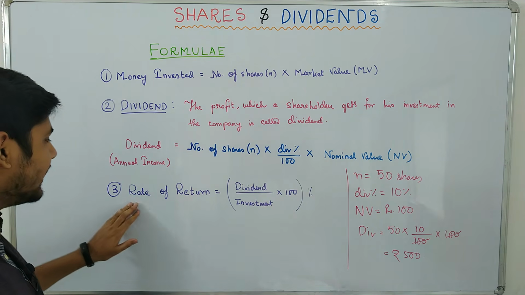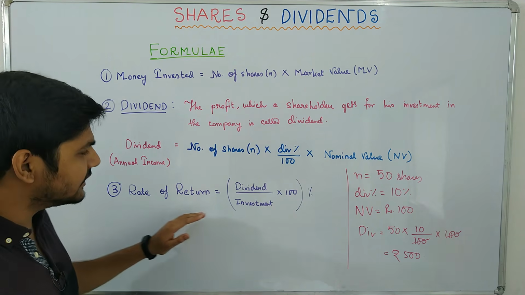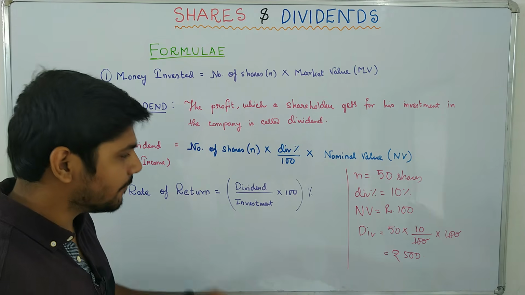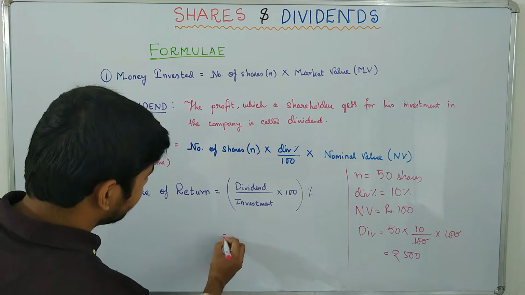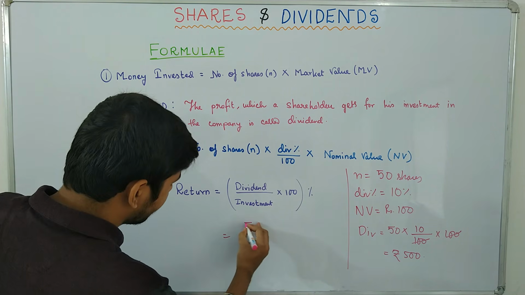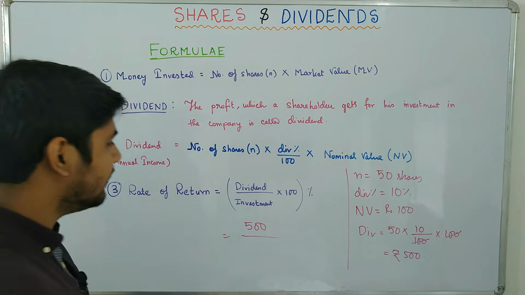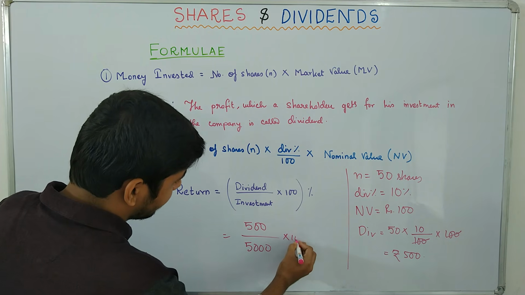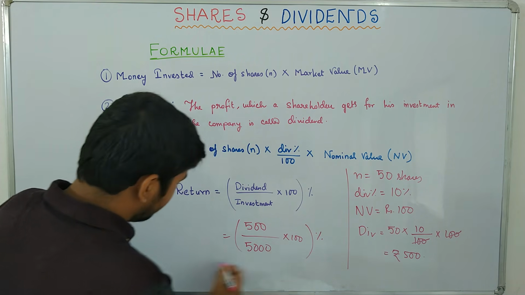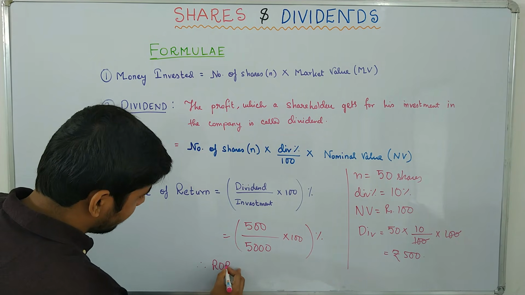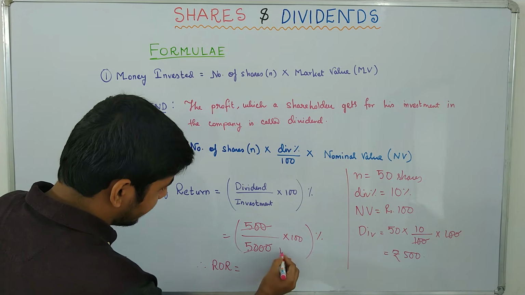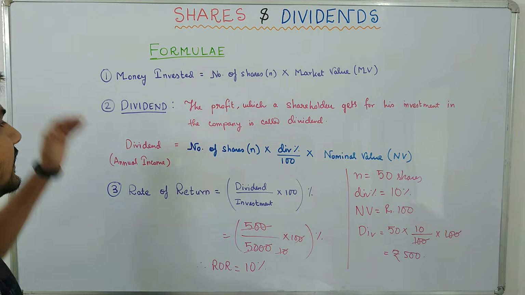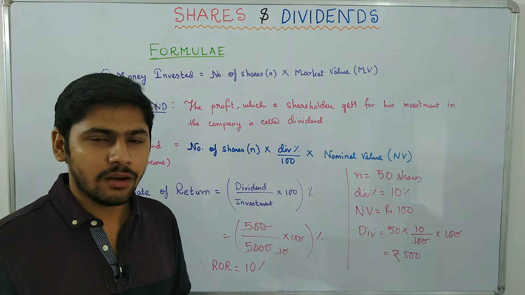Then finally we have rate of return. Rate of return is equal to dividend divided by investment into 100%. Okay, let me give you an example again. Say the dividend is rupees 500. The money invested is rupees 5,000, into 100%. Therefore rate of return will be equal to how much? It's 10, which is equal to 10%. Okay, so these are three formulas that you need to learn by heart.